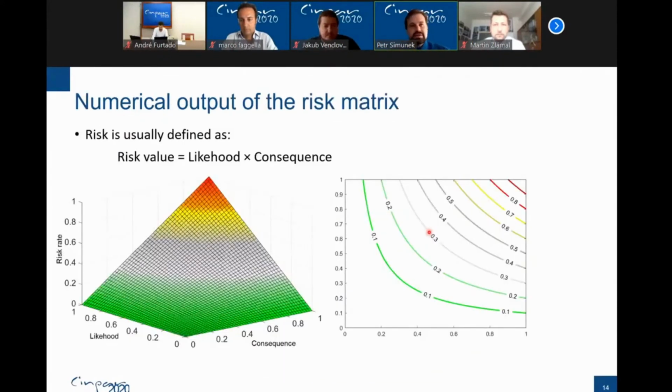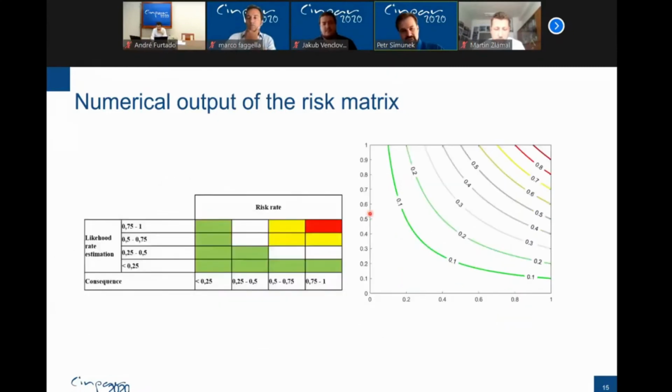We had some ideas on how to work with the risk, and we do not use the term risk in the evaluation, but risk rate, because usually risk is defined as likelihood times consequence. The values of the risk can be expressed with this chart. And for this risk expression, this risk matrix is appropriate.